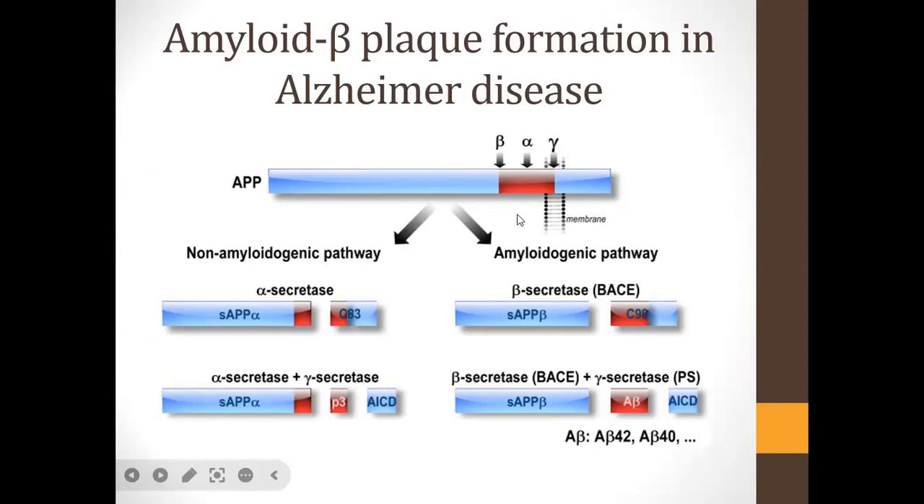Then we have an amyloidogenic pathway, which predominates in the pathological condition. And here, instead of alpha secretase enzyme, we have beta secretase cleaving the protein. Gamma secretase will again cleave it at its original site, producing the AICD fragment along with a beta fragment and then this fragment. This fragment is neurotoxic. It is insoluble and it will start to aggregate and form plaques.